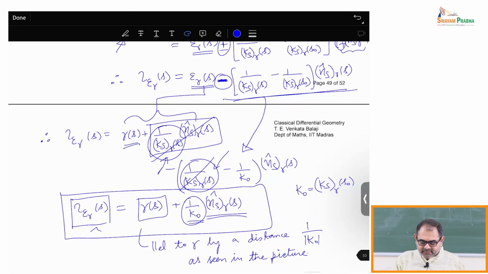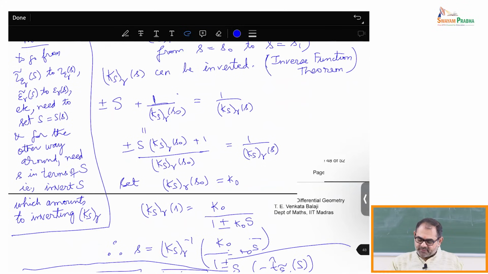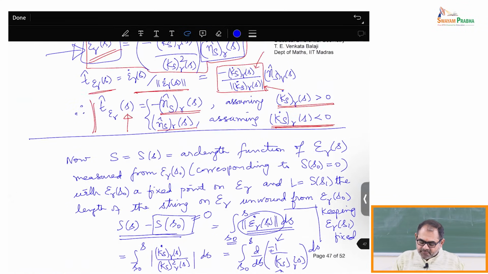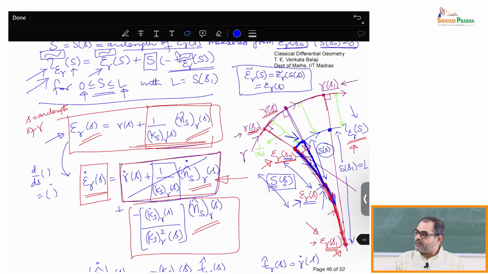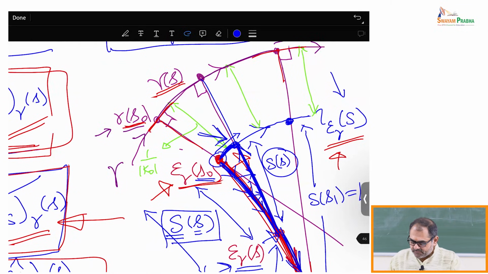Basically, what does this tell you? The involute of the evolute of gamma is gamma plus, you see, what is this? If you take its magnitude, it is exactly the radius of curvature at the point corresponding to S naught. And you are moving in the right direction as given by the sine normal. Now if you look at the picture, it agrees with what we have in the picture. So you see, if you started from here and then you pulled it out, then you see this distance.